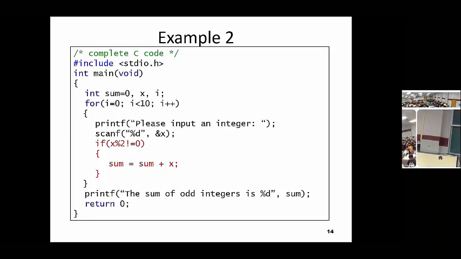Well, what if it's not? I'm not going to do anything. So if this condition is false, I'm not going to add to the sum. I'm just going to skip to the next iteration. Right? Does this make sense?